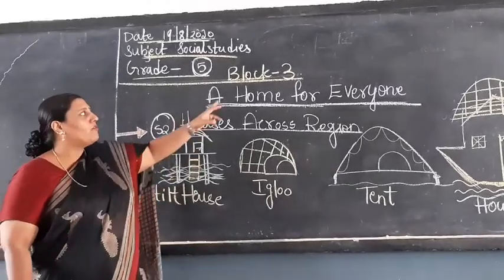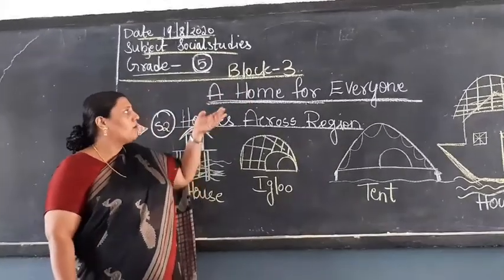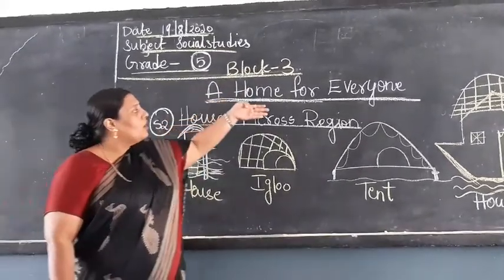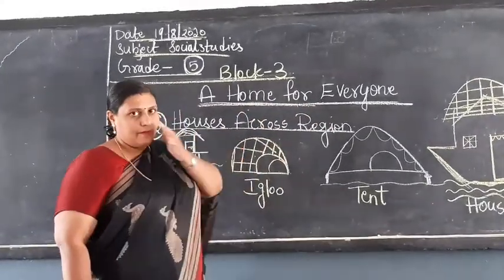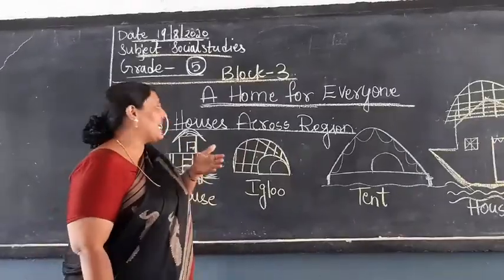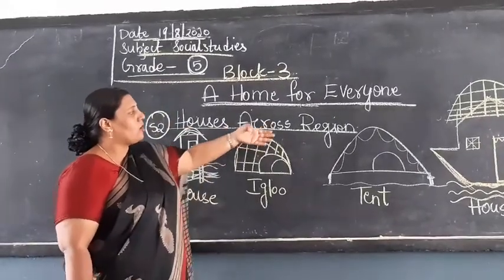Children, what are we doing now? We are doing Block 3, children. What is our Block 3? A Home for Everyone. Children, I have completed S1. Now today our topic is S2, Houses Across Regions.